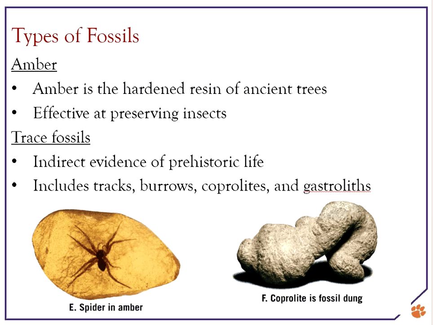There are also trace fossils. In this case, they will be the indirect evidence of prehistoric life. They can come from tracks or burrows, like the holes that worms dig in the soils, and they can also be coprolites or gastroliths. These are materials such as dung, or the stones in the stomachs of some sort of reptiles, which are extinct right now, but they used those nicely polished rocks to help with their digestive system. And you see in these pictures examples of this kind of fossil forming. Here we have a spider in amber, and here we have a coprolite, which is fossil dung.